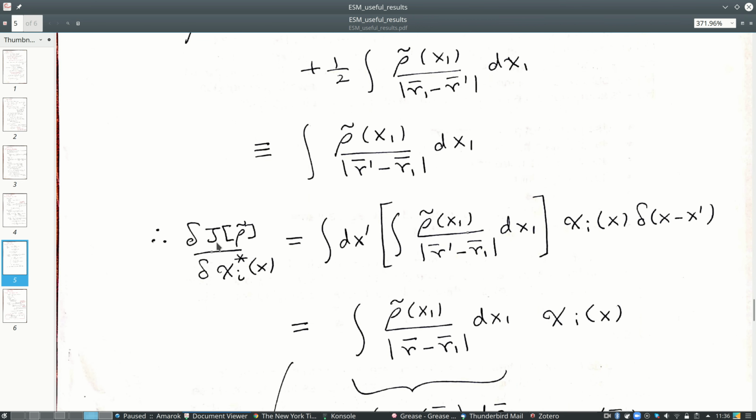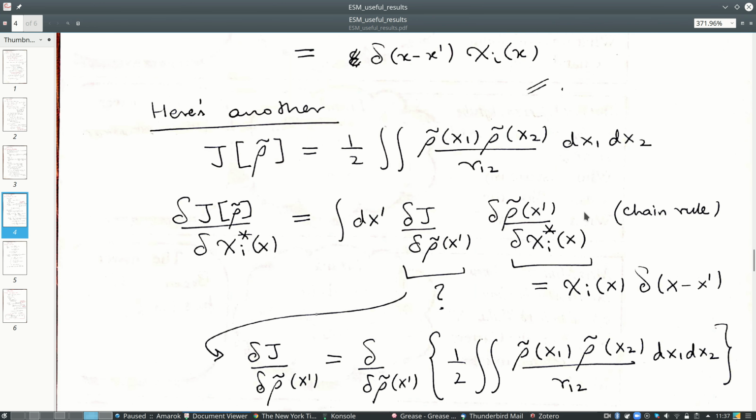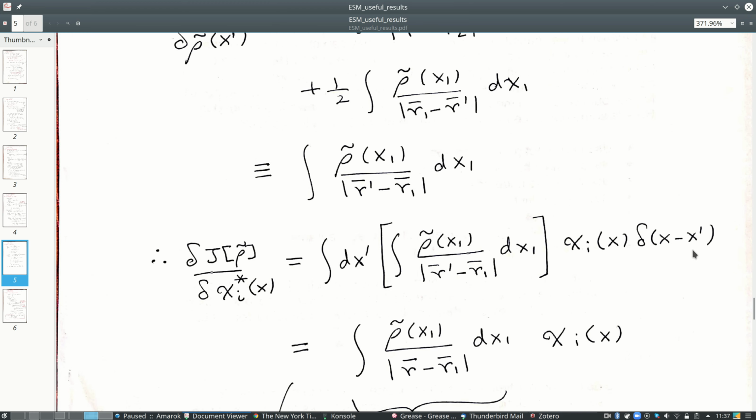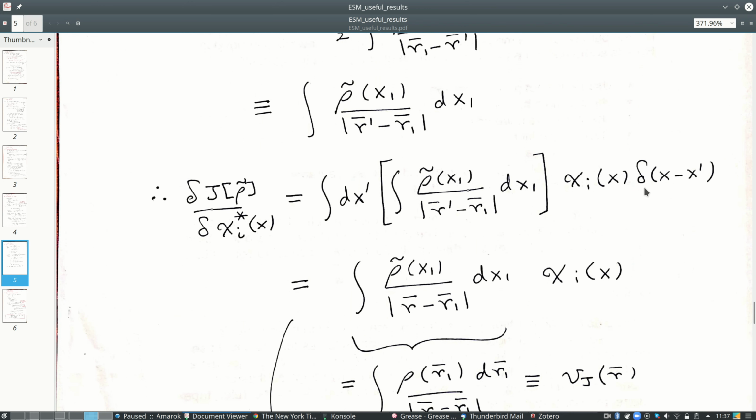Okay, putting it all together then, the functional derivative of j with respect to chi I star is the integral over the auxiliary coordinate x prime of this term here, which I've now brought down, times the functional derivative of rho tilde with respect to chi I star. Remember that was here, and that's simply chi I times this delta, so that's brought in here. Apply this last delta, and that collapses the x prime integral, and then we are left with the integral over rho tilde of r minus r1 dx1 times chi I of x.